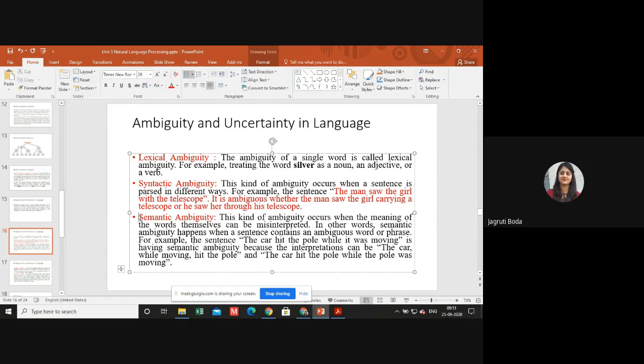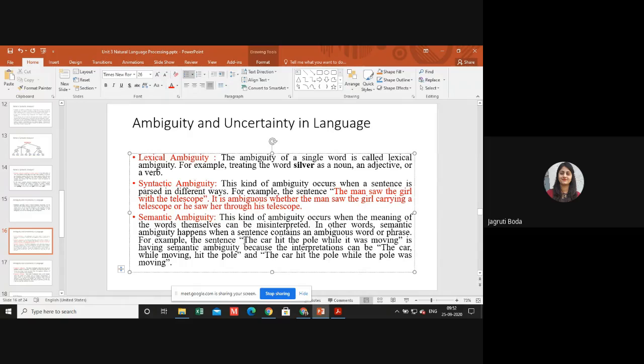Now the next is semantic ambiguity. This kind of ambiguity occurs when the meaning of the words themselves can be misinterpreted. In other words, semantic ambiguity happens when a sentence contains an ambiguous word or phrase. For example, the car hit the pole while it was moving. So it has a semantic ambiguity because the interpretation can be the car while moving hit the pole, and the car hit the pole while the pole was moving.